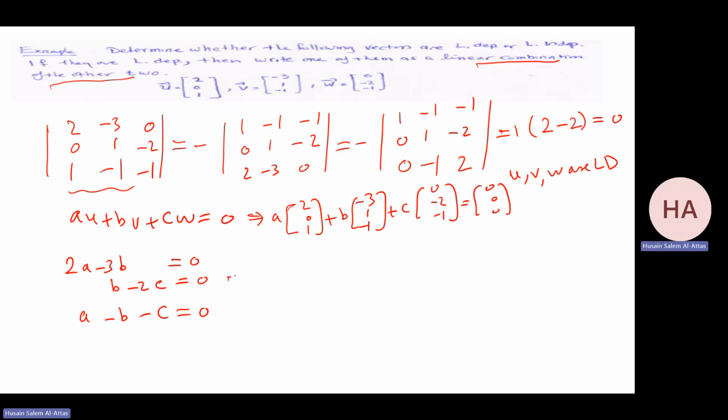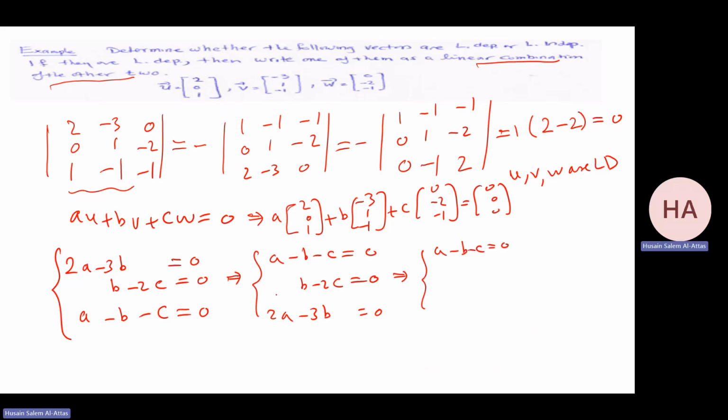I can interchange these two equations, 1 and 3. You can solve it the way you like. So I have now 2A minus 3B equal to 0. Now multiply the first equation by minus 2 and add it to the third equation. I'm getting what? Minus 2, that will be 0. Minus 2, that gives me minus B. Minus 2, minus 2C. Minus 2 times minus C, that will be 2C plus 2C.